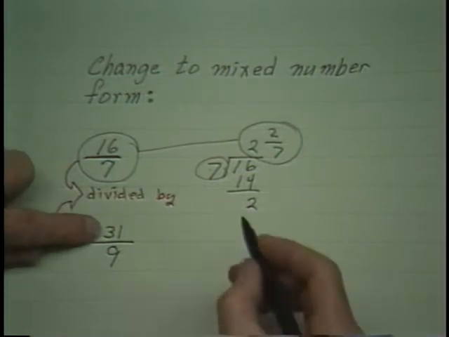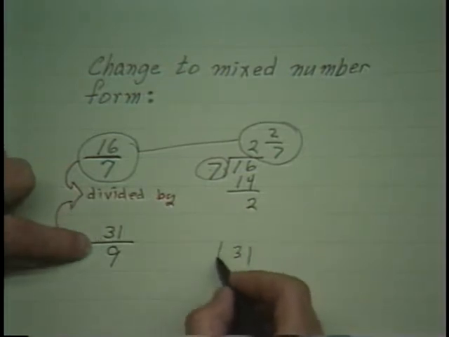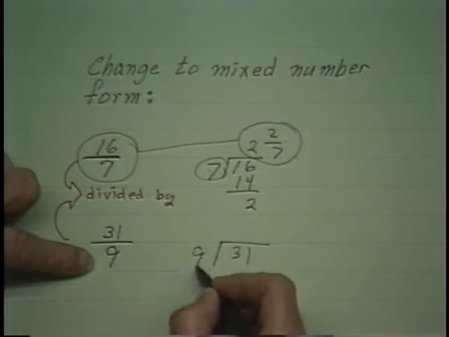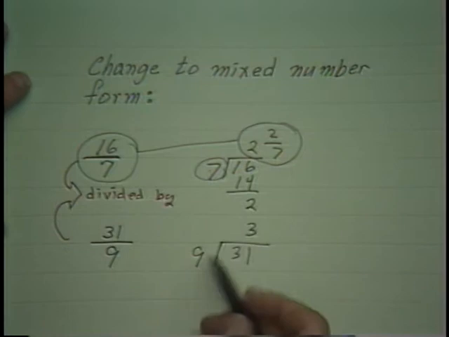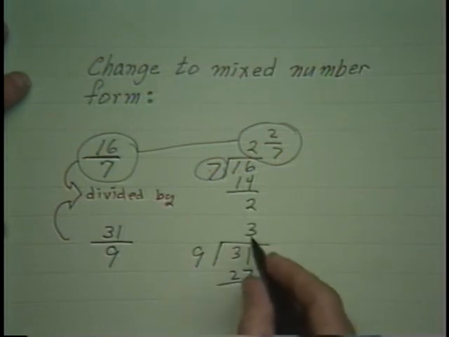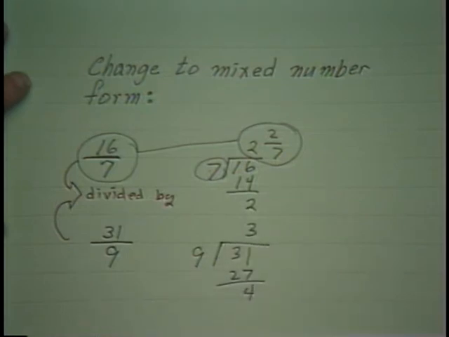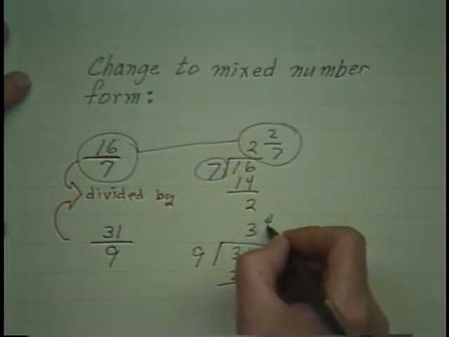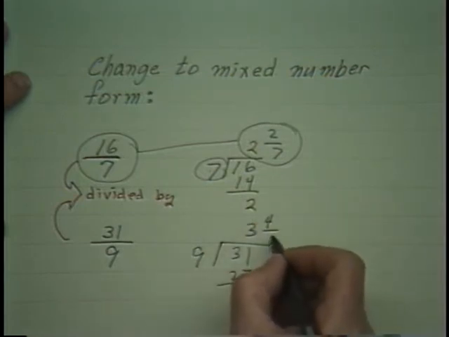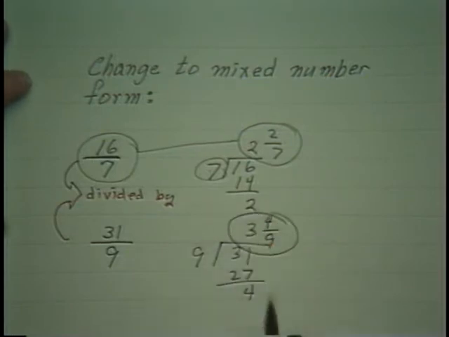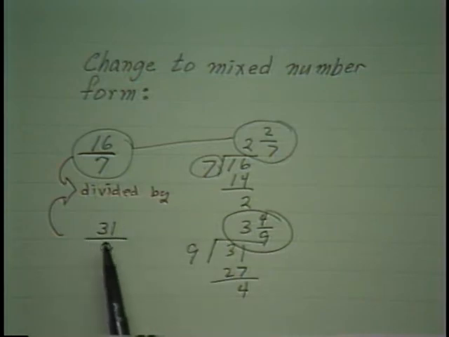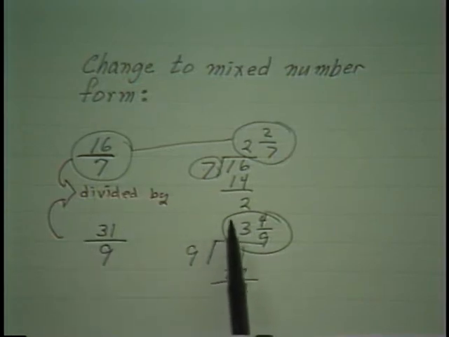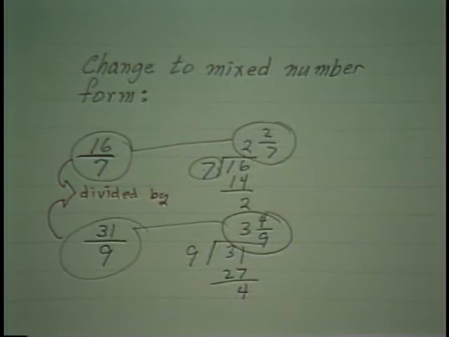See, same thing here. 31 divided by 9. 9 goes into 31 3 times. 3 times 9 is 27. Subtract, remainder of 4. Write the remainder over the divisor. And we have that 3 and 4/9 is the mixed number form of the improper fraction 31/9. It's just that simple.